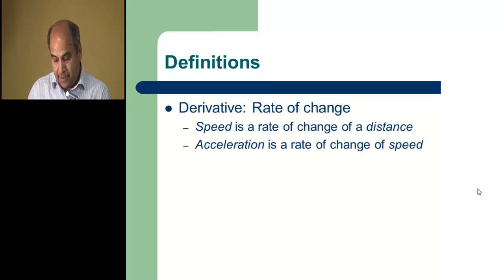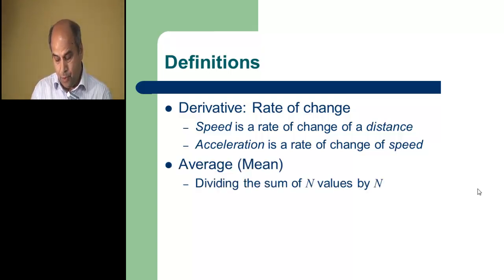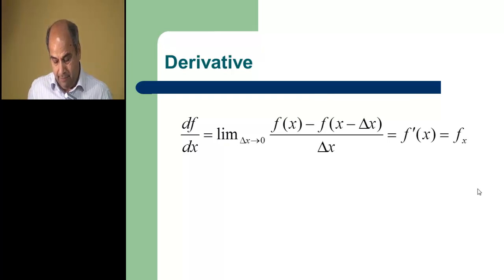So now if you look at the definition of derivative, it's very intuitive, say rate of change. You look at speed, which is the rate of change of distance, acceleration is the rate of change of speed. Then the other concept is average. It's a mean. You take a bunch of values, divide by the number of items you have, and you get the average.